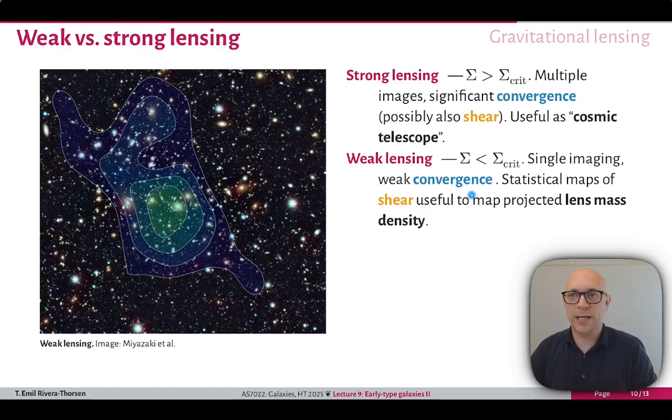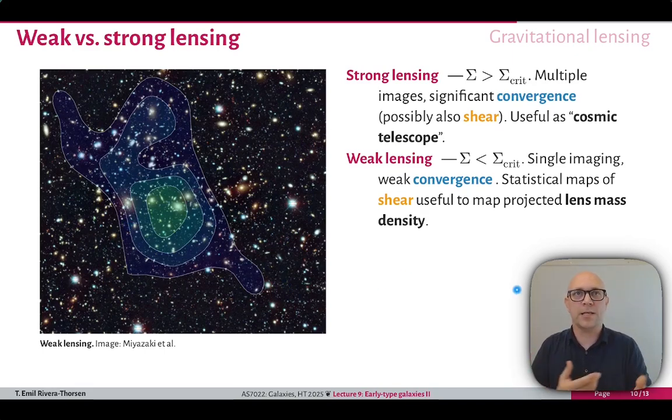Anyway, that makes weak lensing extremely useful for mapping masses at large scales where we don't really have any other ways of mapping this mass, simply because there isn't always luminous mass available for us to use to map it.